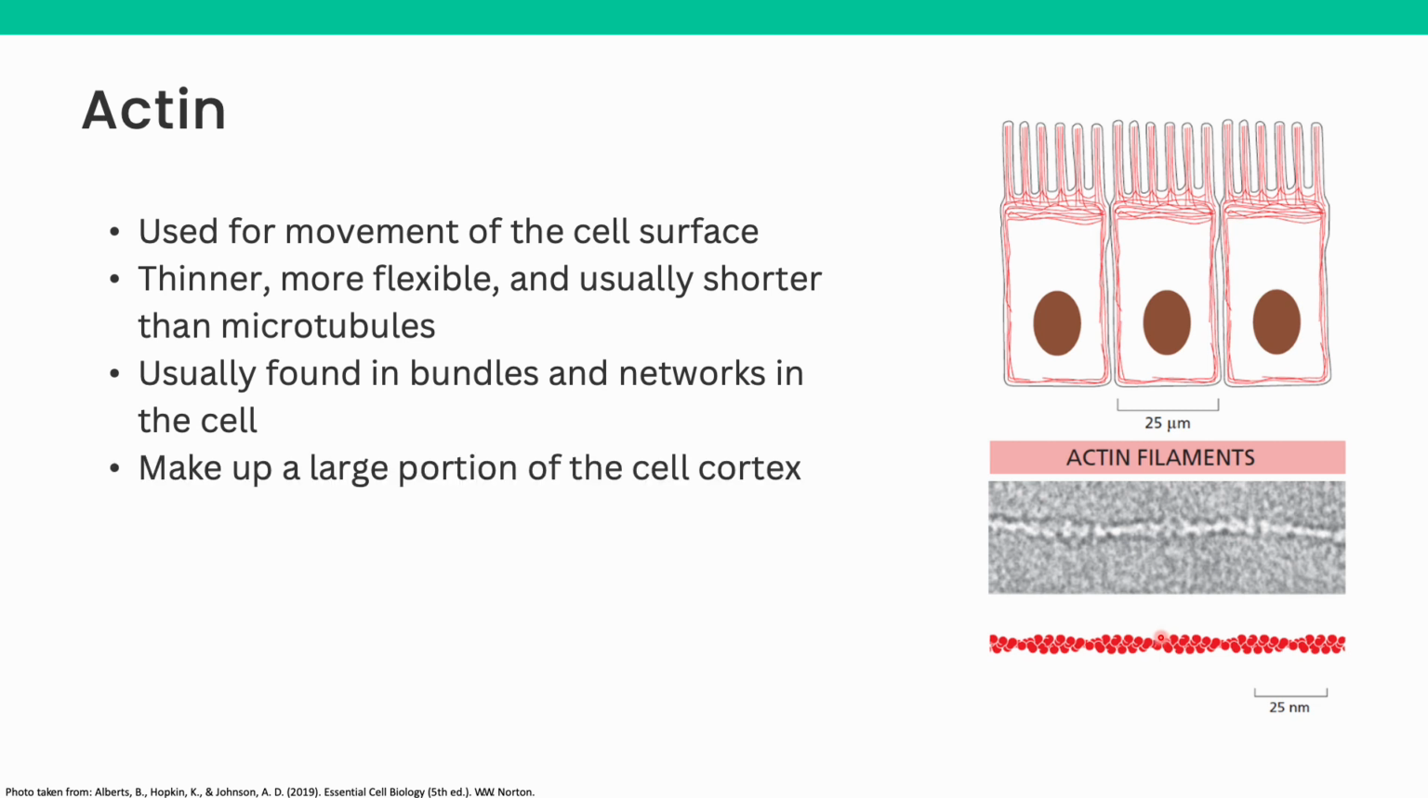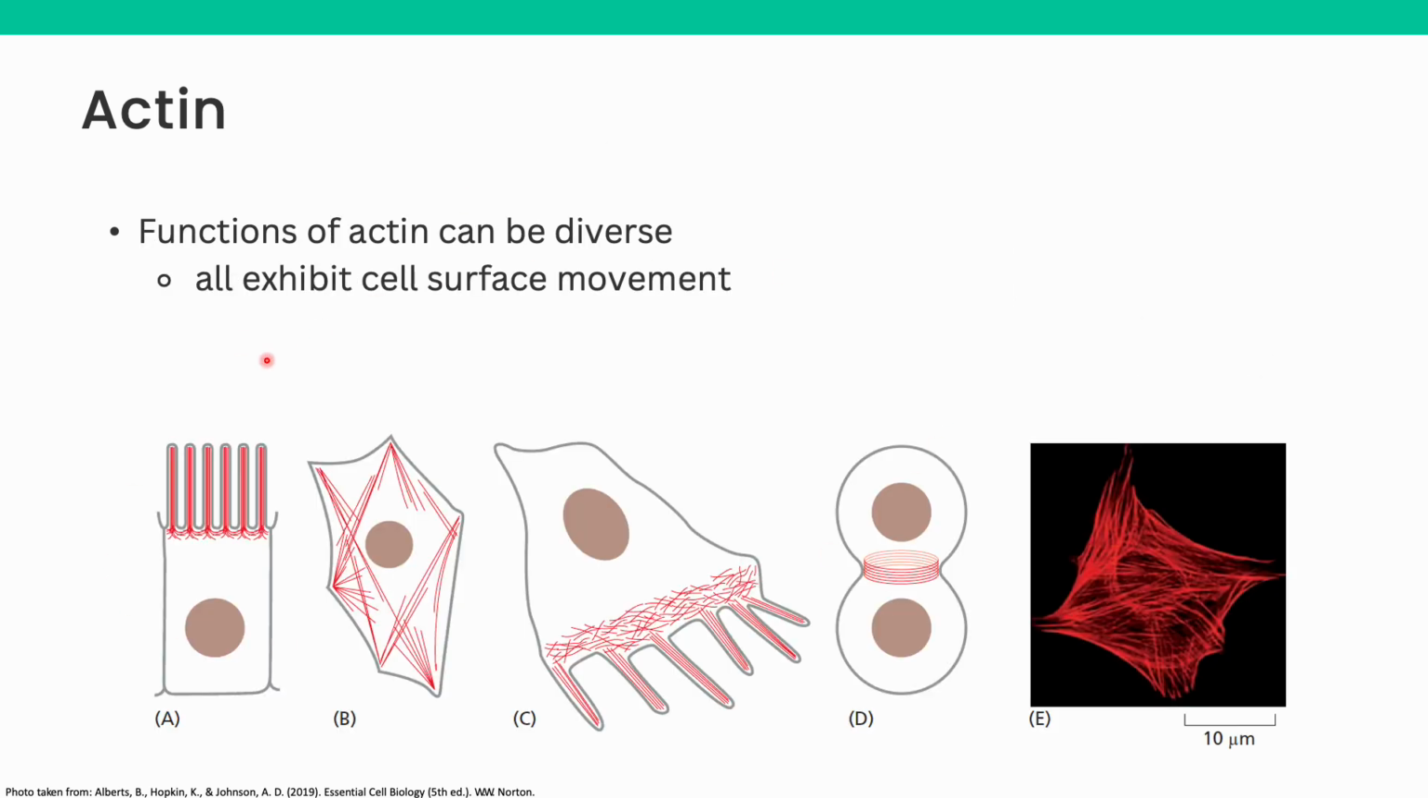And they also make up a large portion of the cell cortex, which is the scaffold that holds our cell membrane to the cell body. Now in this figure, we can see that the functions of actin can be very diverse, but all of them exhibit the same characteristic, which is cell surface movement.